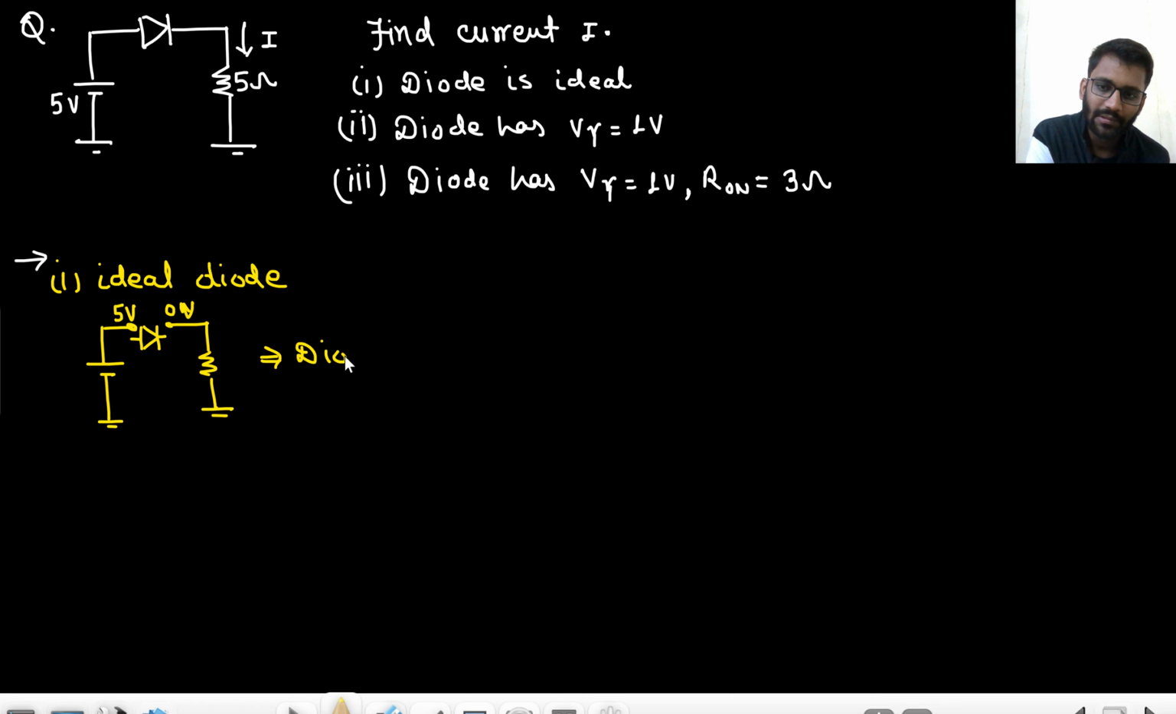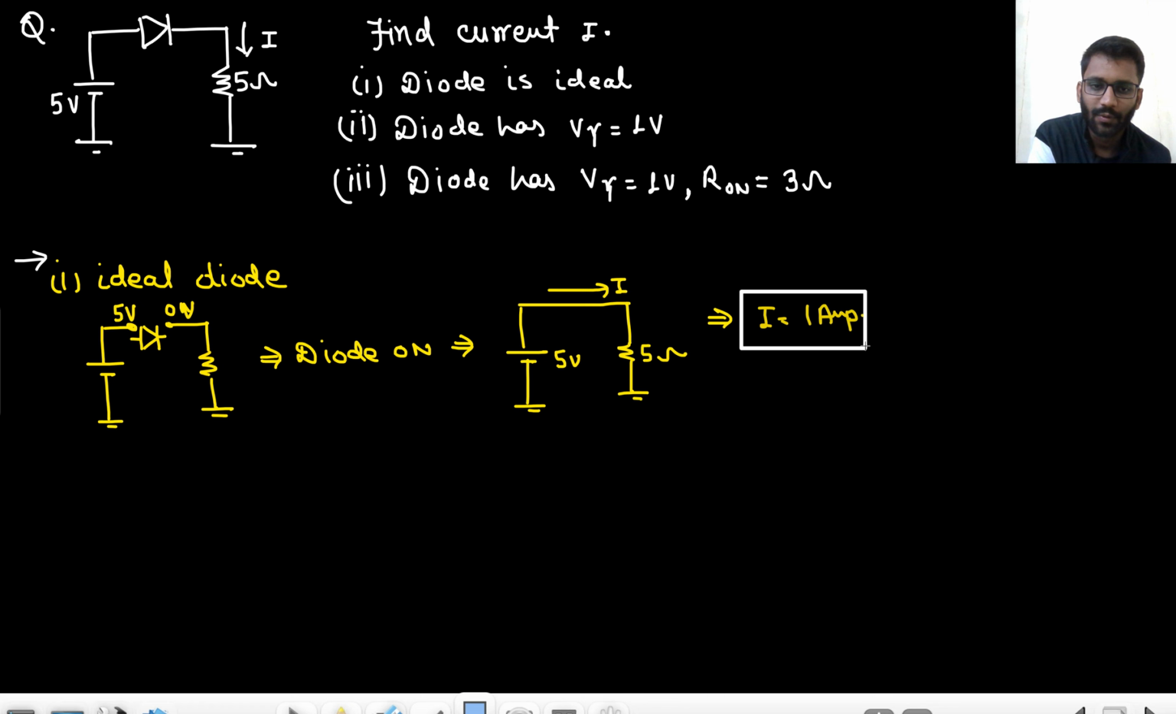Diode on. That means this is 5 volt, this is 5 ohm resistance, so the current I will be equal to 1 ampere. Well and good. Let's move on to the next question. The second one is a diode with V gamma equal to 1 volt. So what I will do is replace it with open circuit only, the same thing.